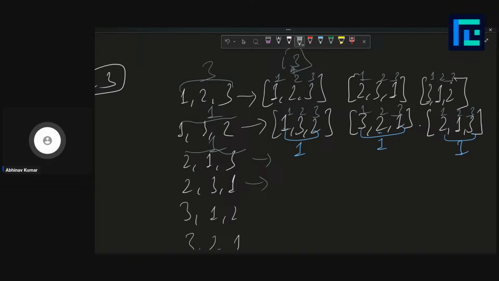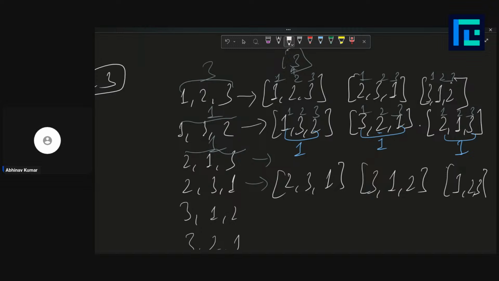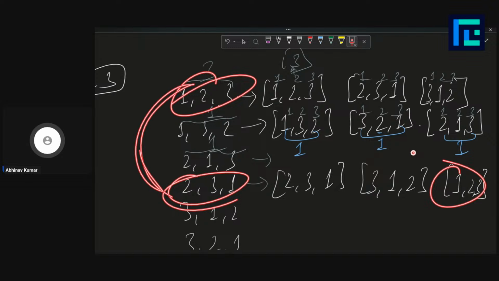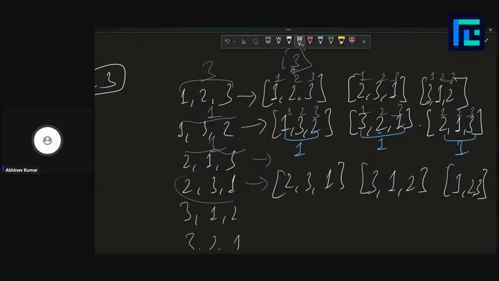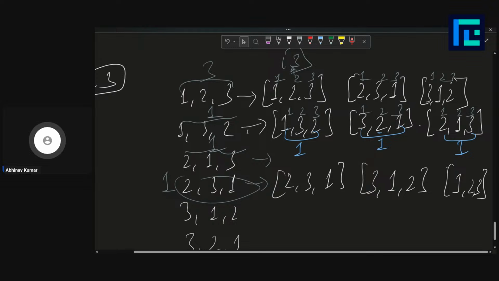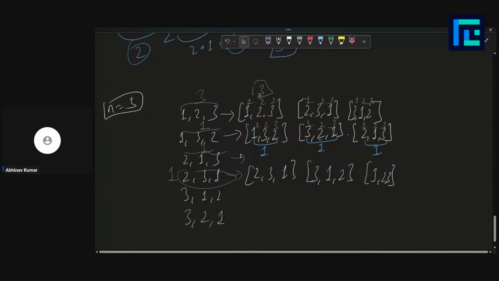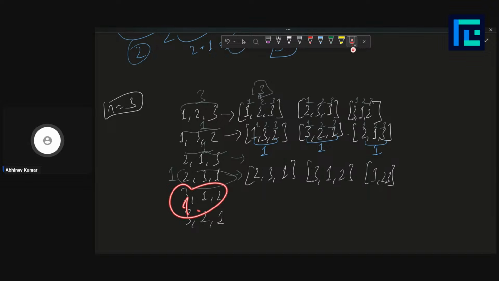If you look at this, you have 2, 3, 1. Cyclic shift it, it becomes 3, 1, 2. Cyclic shift it, it becomes 1, 2, 3. So this 1, 2, 3 is again same as this. So this cyclic shift and this cyclic shift are actually the same. So for this also, we would have 1 as our answer. Now, if you look at 3, 1, 2, this cyclic shifted would become 1, 2, 3, again same as this. So all these are same.